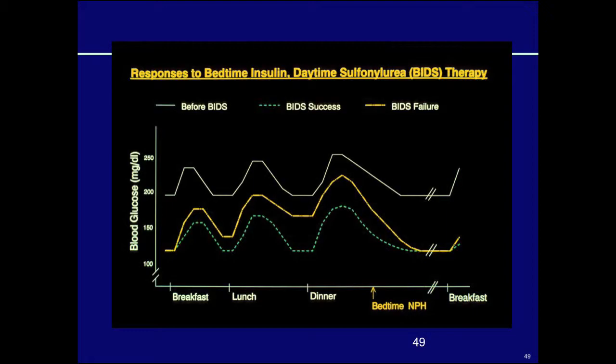If you can reduce the fasting glucose by giving bedtime basal insulin, either NPH or glargine or detemir, then often the pills will keep the postprandial sugar where it was up here. If there's not enough insulin secretion to do that, of course, then during the day you'll get a rise.